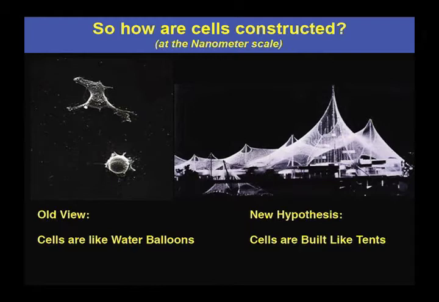And if the old view is that cells are like gooey water balloons, what I proposed many years ago is that cells are built more like tents. If you want to put up a tent, you want to take a membrane and basically make it stiff in a certain shape. And the way you do that is you put poles up and you hit tent pegs in the ground and you winch it in, you put it under tension.